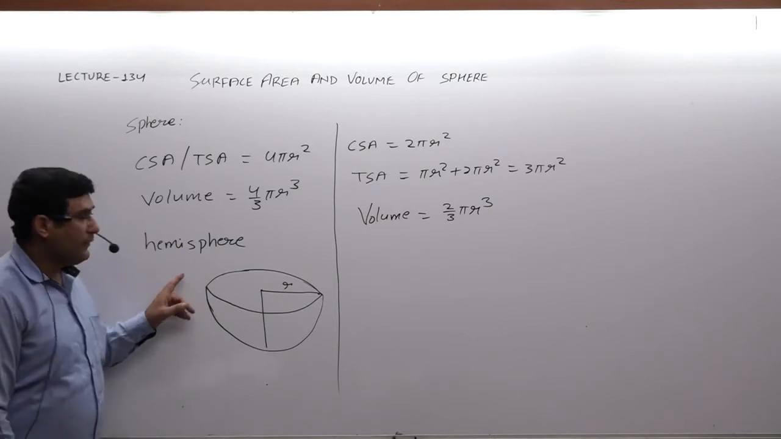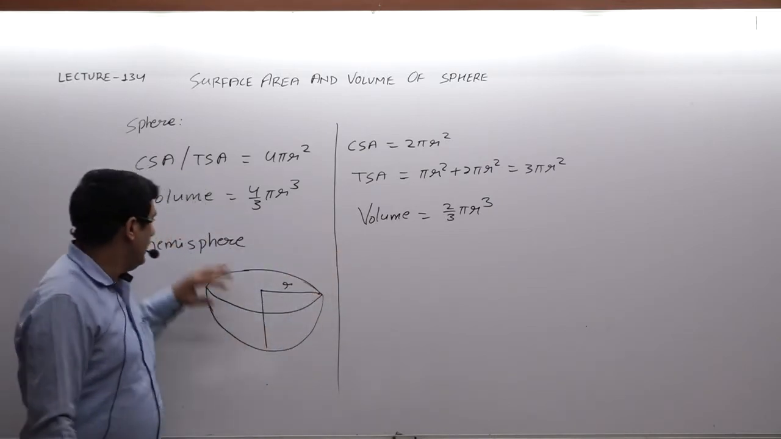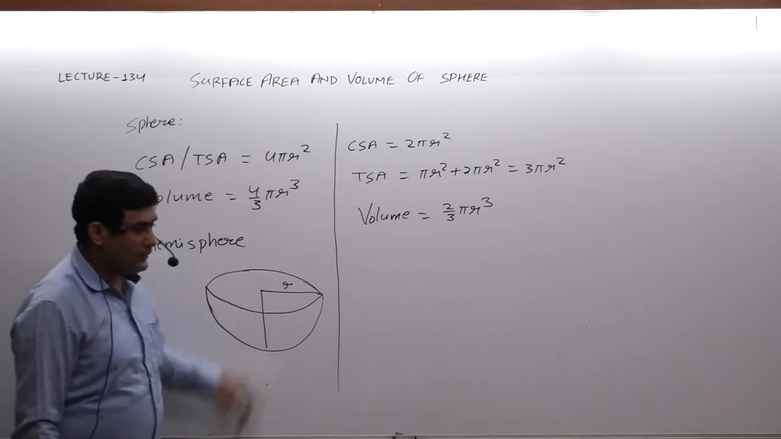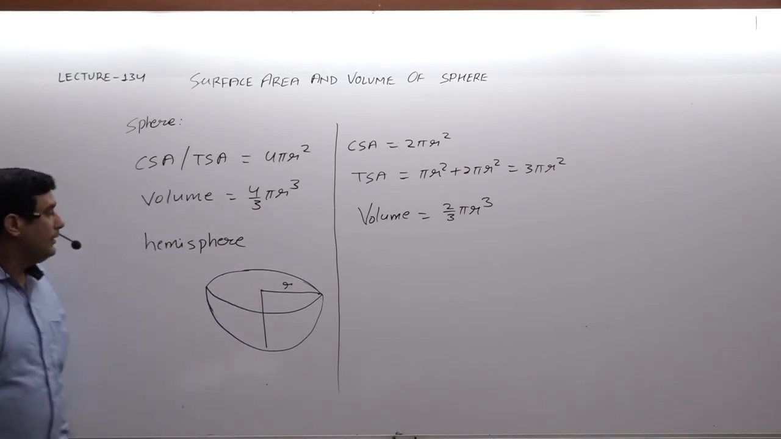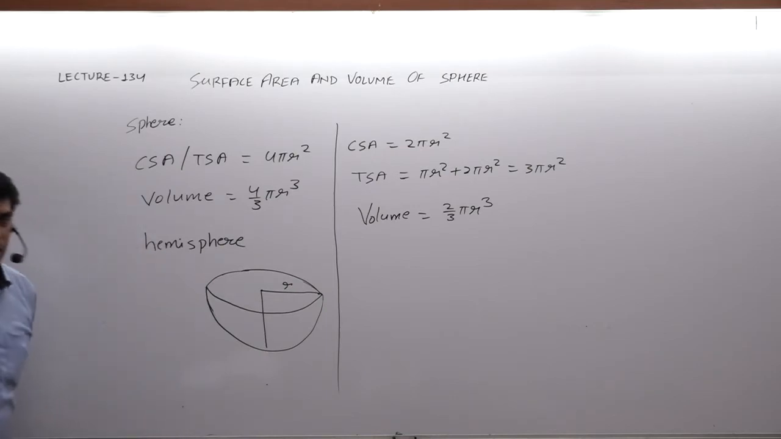Okay, after this we will see CSA, TSA and volume of a hemispherical shell. But first of all, note this down, and then we see the total surface area, curved surface area and volume of a hemispherical shell.